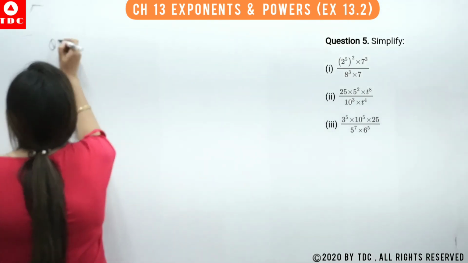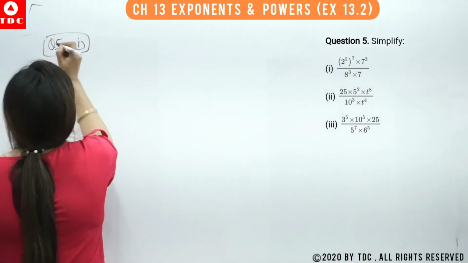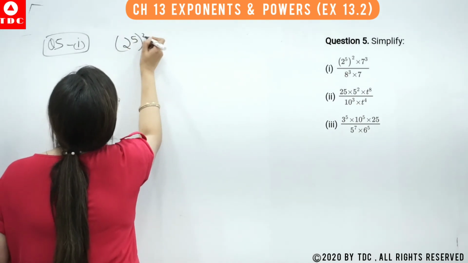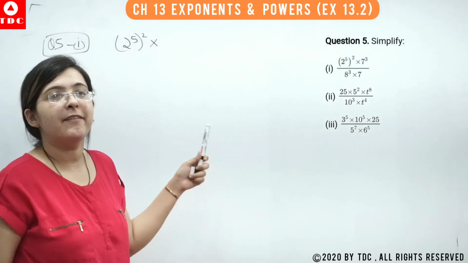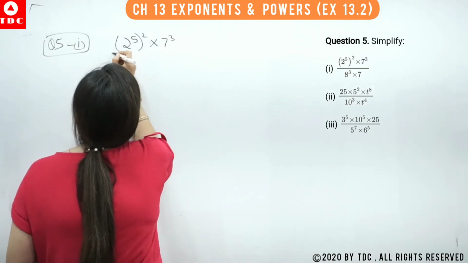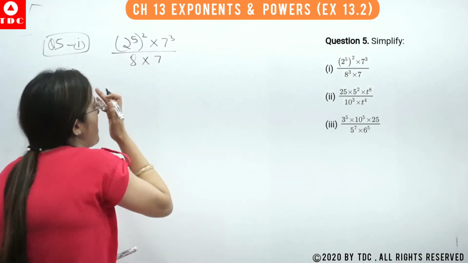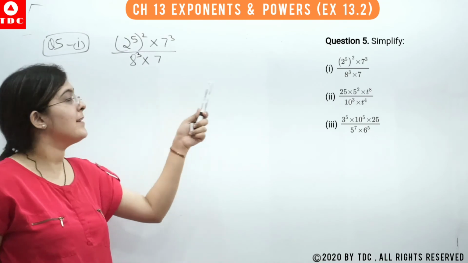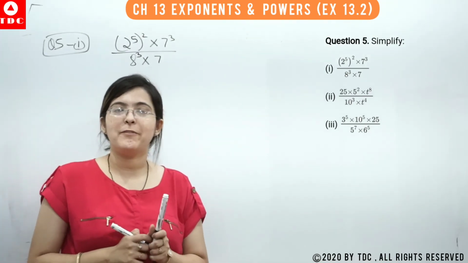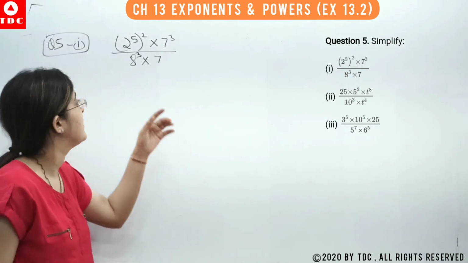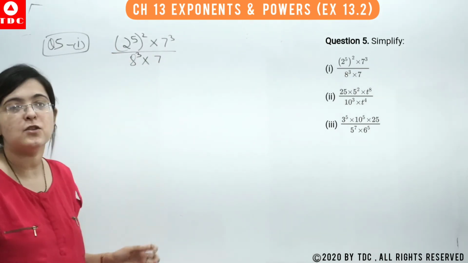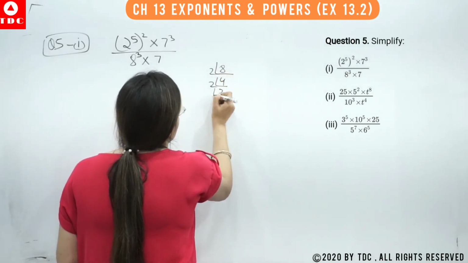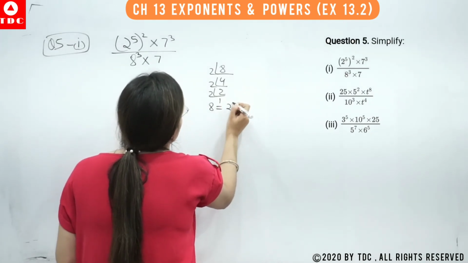Let's see. The first part is given as 2 to the power 5, whole to the power 2, into 7 to the power 3, upon 8 into 7, whole to the power 3. Okay, this is given as the question. So I have told you first we have to check whether the bases are prime or not. 2 is prime, 7 is prime, 8 is not prime. So we will factorize it. That means 8 could be written as 2 to the power 3.